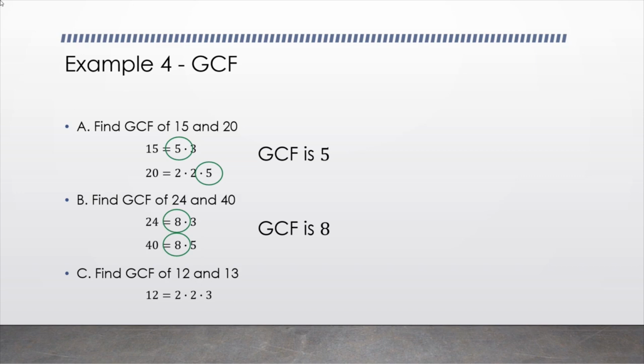Let's do a prime factorization of 12 and 13 so that we can find the GCF. Now, notice that they have nothing in common. But the GCF, you can always find a common factor. The smallest one that every pair or 3 have is a 1. So if you don't see anything that they have in common, the GCF is still 1.